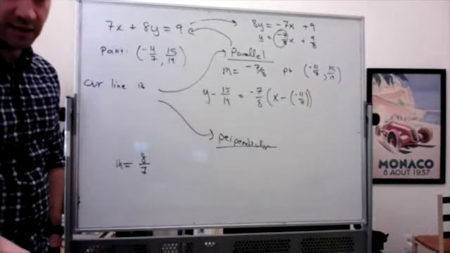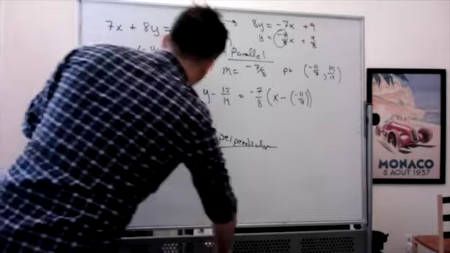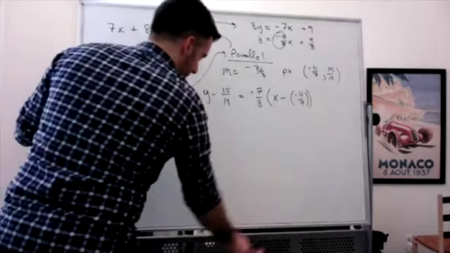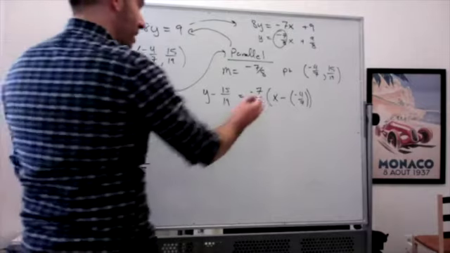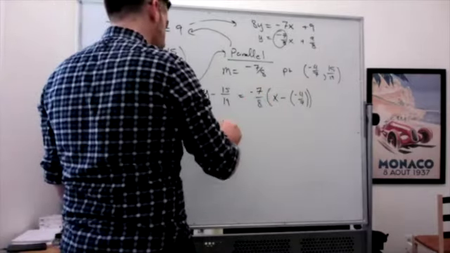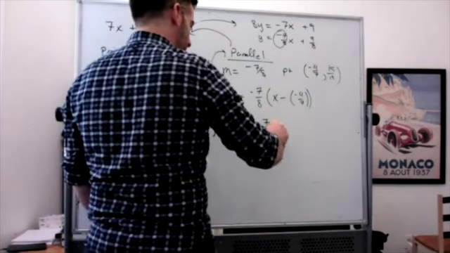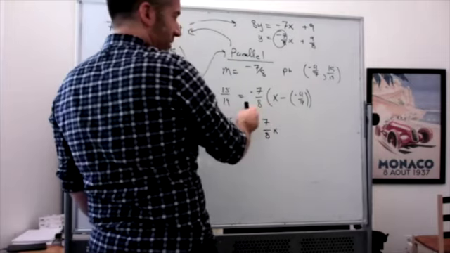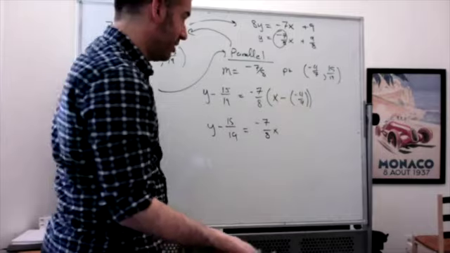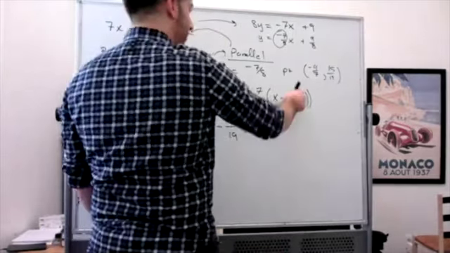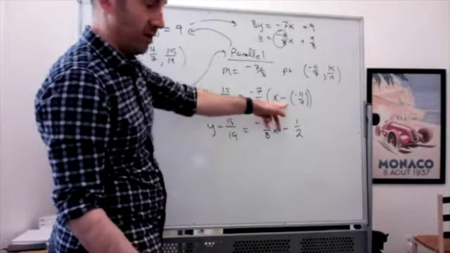If I could, I would leave it like that. If we're allowed to, I think it's nice to just say we're done. A lot of times we're not. A lot of times we actually have to solve for y and write it in slope intercept form. So I would distribute the negative 7/8. Negative 7/8 times x is negative 7/8 x. And negative 7/8 times positive 4 7ths, the 7ths cancel, and you get negative 4/8, which is negative 1/2, because it's a negative times a positive.